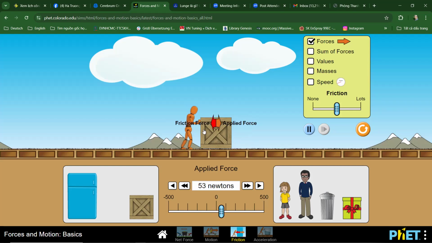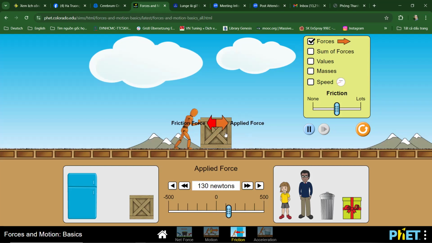Let's say he tries to push the crate so that he wants to move it to the right of the screen. Here, if I click on the man and try to push, the crate is still at rest, because the applied force is to the right, the friction force is to the left, and the two forces are still balanced, right? If I increase the applied force, the friction force is bigger too, and they are always in opposite directions.